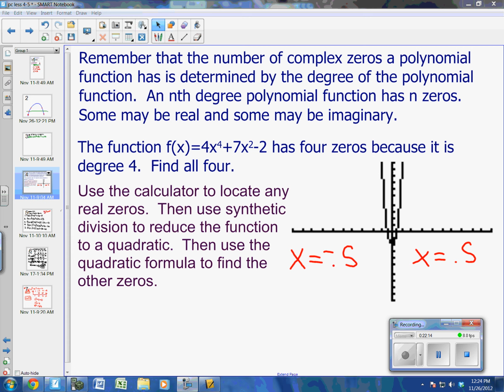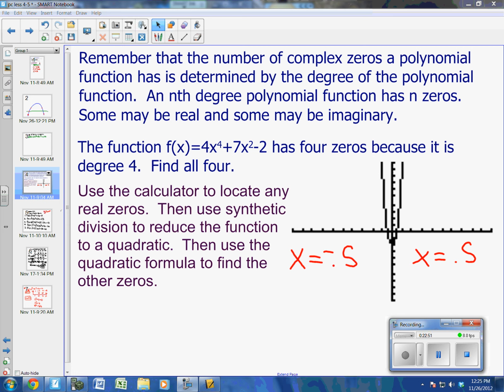What do I mean by an nth degree polynomial function has n zeros? If it was to the 4th degree, it would have 4 complex zeros. If it was to the 5th degree, it would have 5 complex zeros. So whatever the highest degree term is, that's how many complex zeros it has. What do we mean by complex zeros, you guys? Real plus imaginary zeros. If you have x to the 5th, it's going to have exactly 5 complex zeros. You add all the real zeros to all the imaginary zeros, and you're going to have them all.